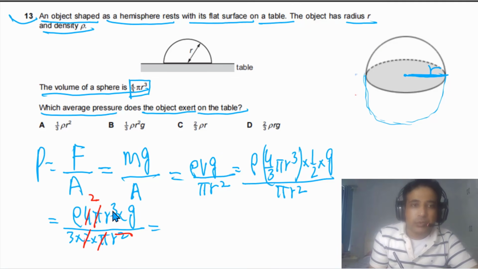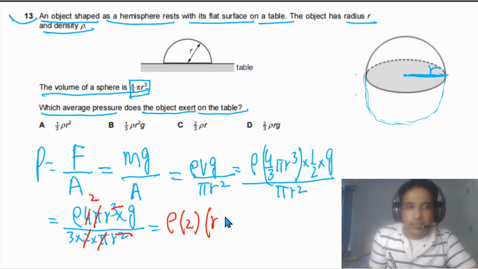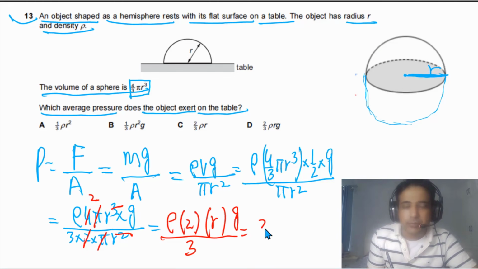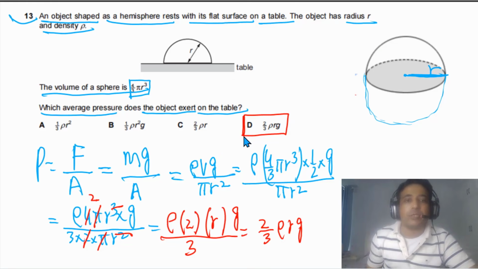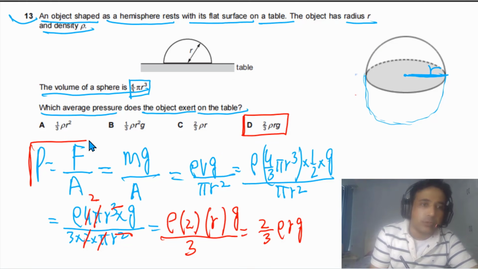And r squared we can cancel with this, so we are simply left with rho. And here we have 2, and we are left with R, and we have g here, and this is divided by 3. So if we simplify this one, we can simply say this is 2 by 3 rho R g. So the final answer for this question has to be D. So this is the answer. Simply, this is the main concept you need to understand.